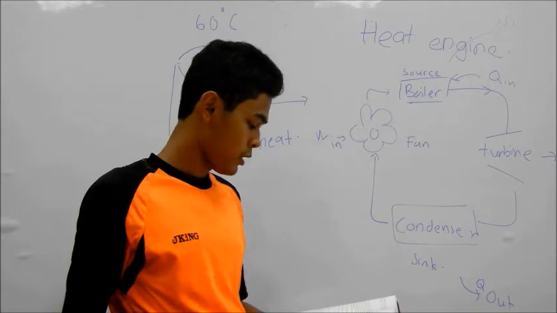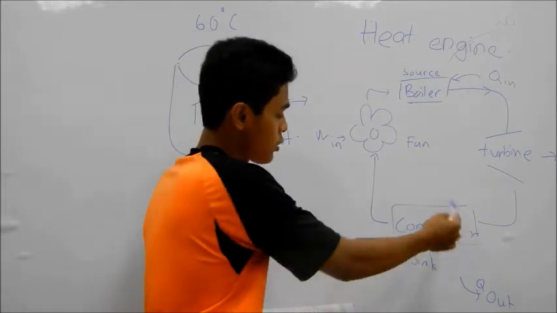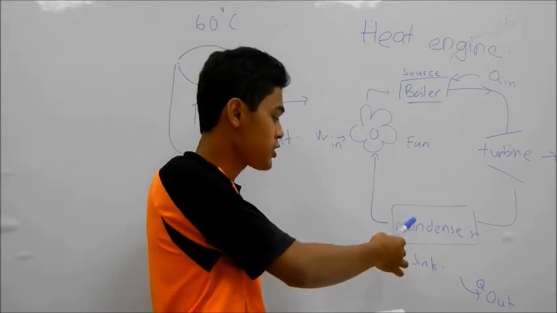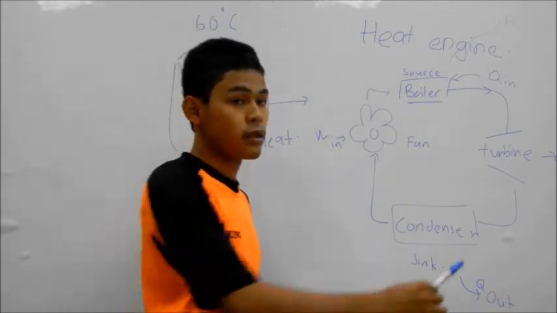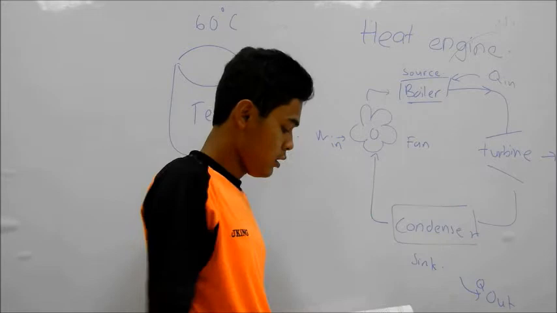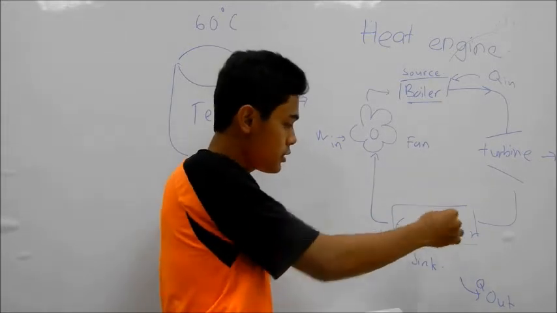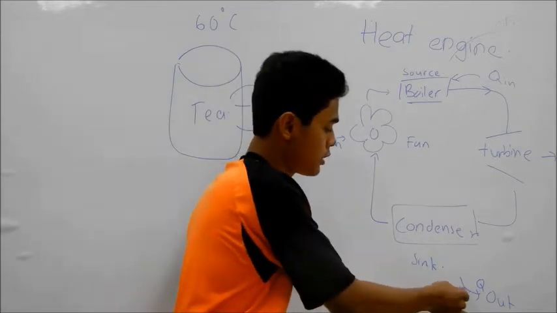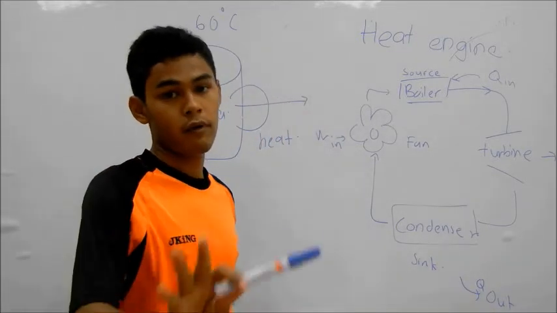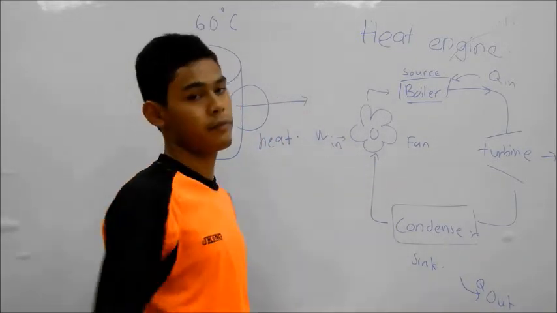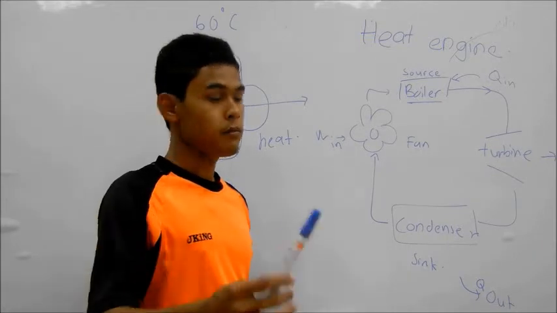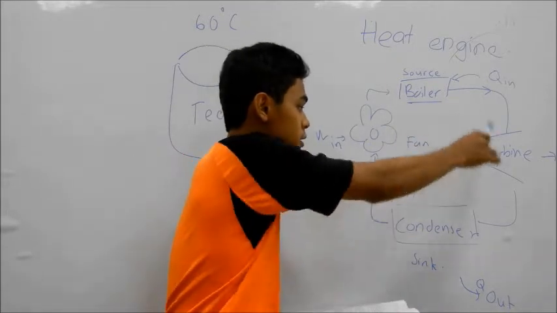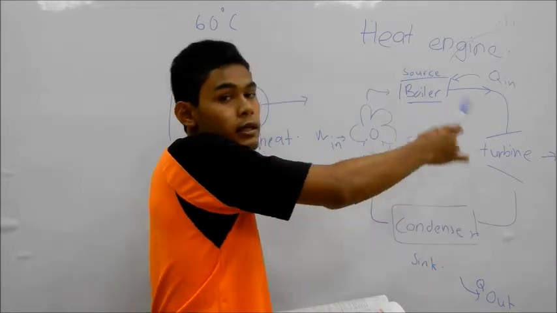Thirdly, the condenser. The function is to reject the remaining waste heat to the lower temperature sink, and then the heat out. And the fourth is the pump. The pump function is to operate this engine in a cycle.